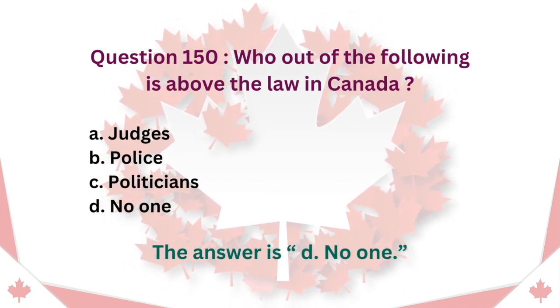Question 150. Who out of the following is above the law in Canada? A. Judges. B. Police. C. Politicians. D. No one. The answer is D. No one.